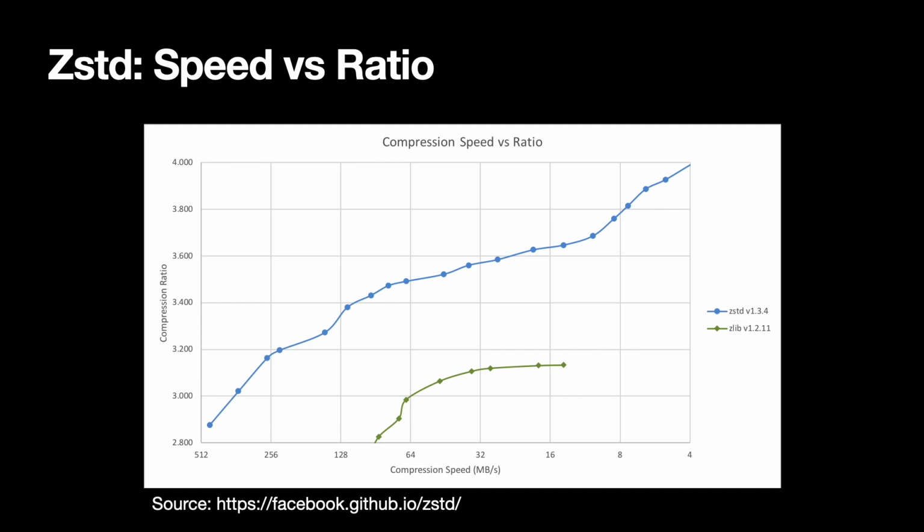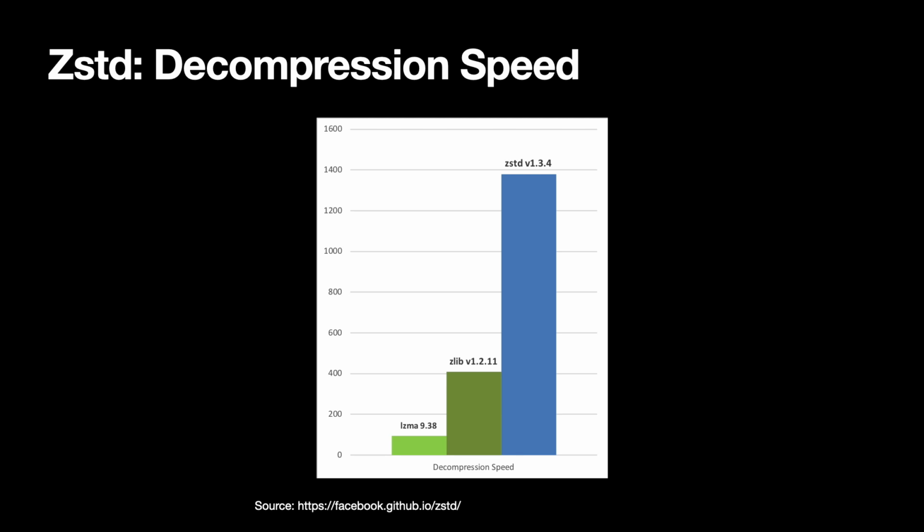The green line is zlib and the blue line is zstandard. Zstandard is able to achieve better throughput while maintaining or improving the compression ratio. It can also achieve better compression ratios than zlib. It gives the user the ability to choose from a wider range of settings compared to zlib. Here's the graph that compares zstandard with zlib and LZMA. These are the two most popular libraries that are used out there. Zstandard wins out by a fair margin in terms of decompression performance.